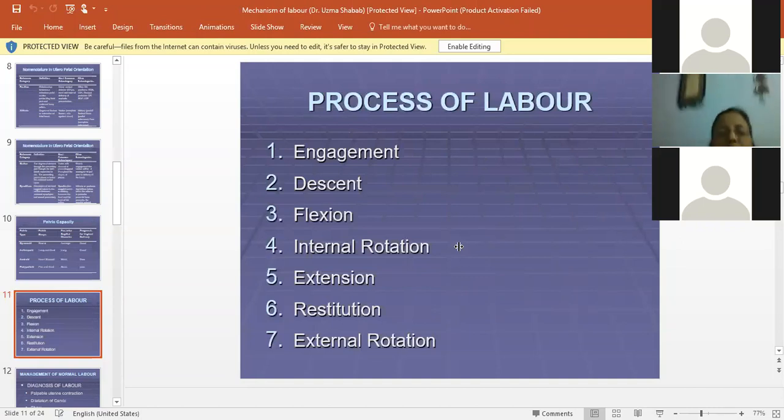Now, during the mechanism of labor, there are certain movements that occur during the whole process of labor. These movements are known as cardinal movements of labor, and these are 7 in number. The first and most important movement is engagement. What is engagement? Engagement is when the greatest part of the baby's head passes the inlet of the pelvis. It means if we examine from the abdomen, then 2/5 of the baby's head is palpable above the inlet.